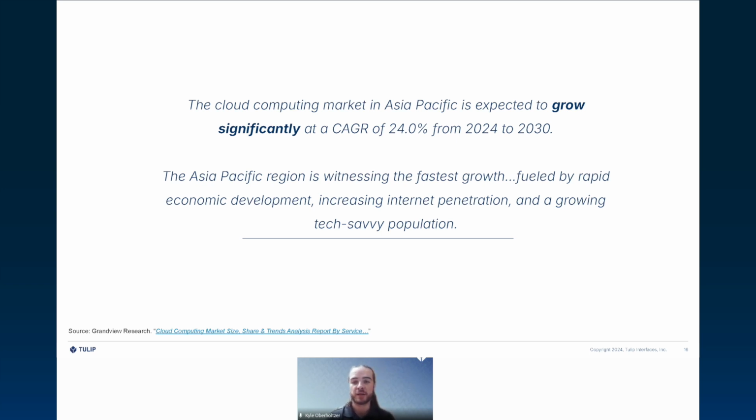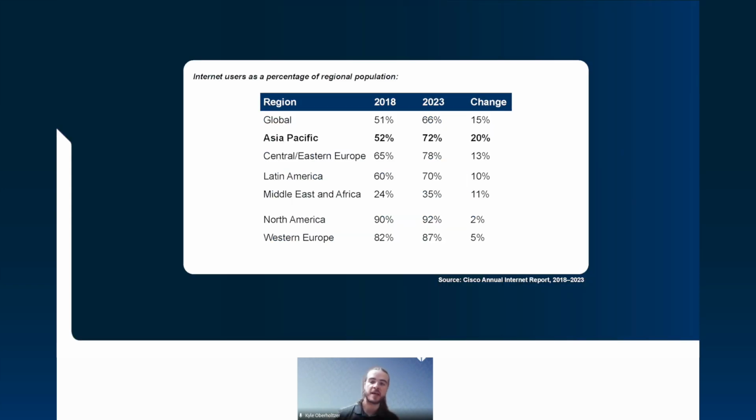Cisco said that by 2030, the cloud computing market is going to grow by about 24% over the past 6 years, right? And we know that this rate is the fastest of the large regions in the world, because if we take our numbers from 2018 to this projected 2023 number, or 2018 to recorded 2023, and then up to this projected 2026 number, we see that Asia Pacific outpaces our other global regions by 5 to 10% in terms of cloud user growth and internet user growth.